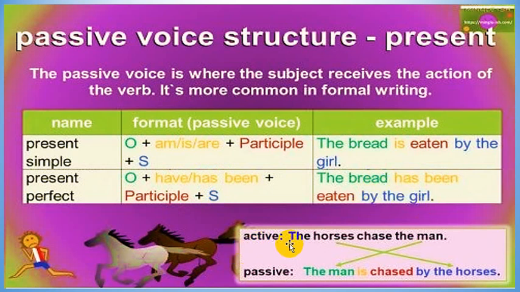لاحظ هنا الجملة الأكتف: the horses chase the man. لاحظ السهم، the man الأوبجكت يجي بالبداية، بعدين بما أنه chase الفعل بالـ present simple خليه is. The man is، وراها past participle مال chase، chased by the subject the horses. The man is chased by the horses.